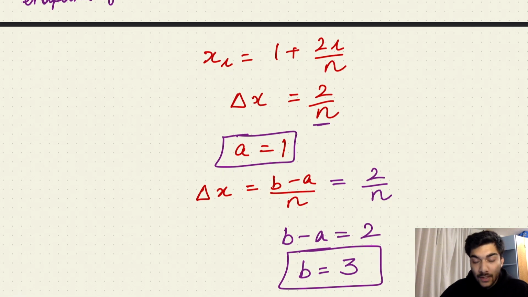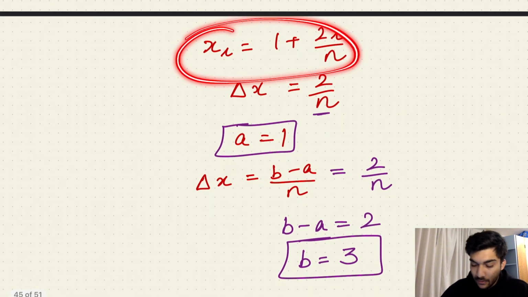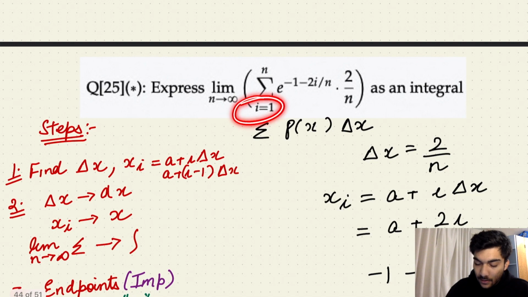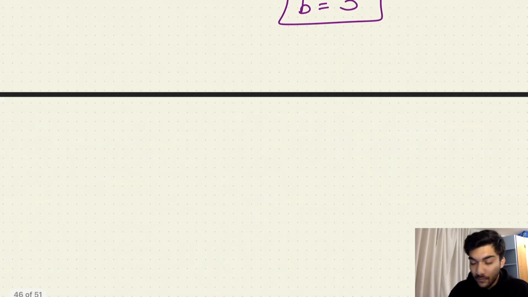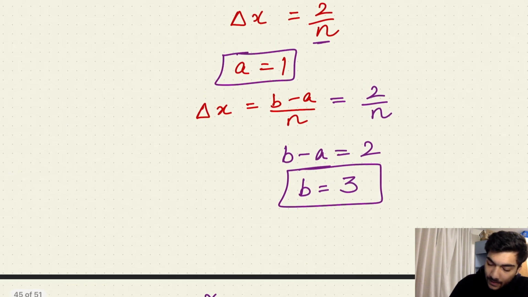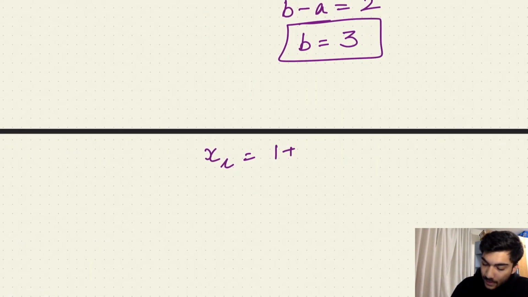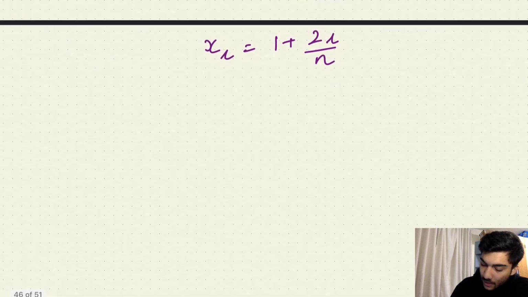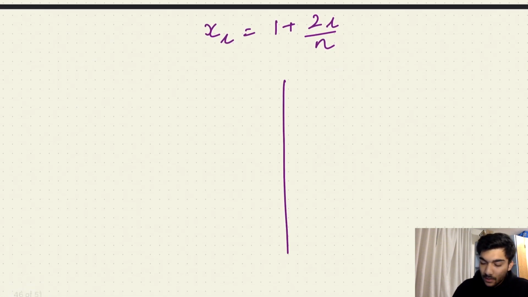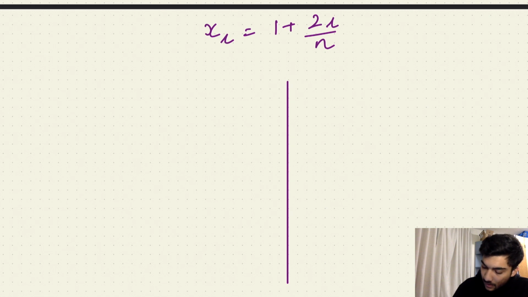In order to calculate the endpoints, as we discussed in the last video, we need our xi, we need the starting value of i, which is 1, and we need the ending value of i, which is n. So I'll write everything down. My xi is, in this case, 1 plus 2i by n, and I'll divide the page in two halves.